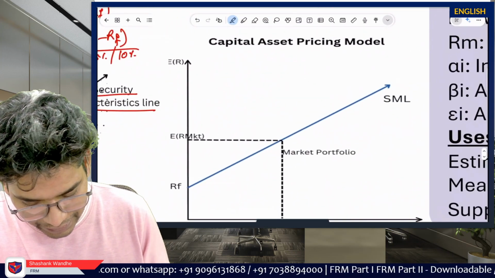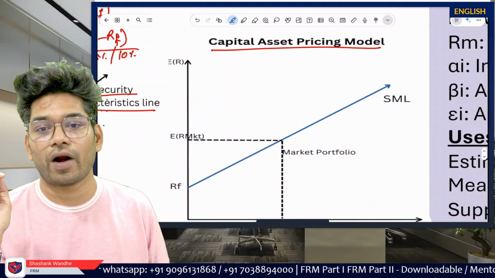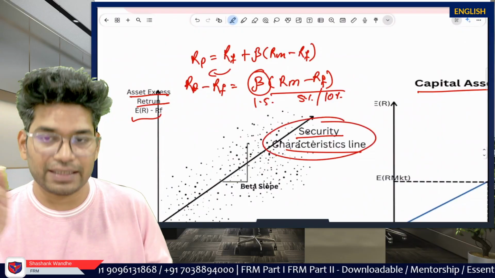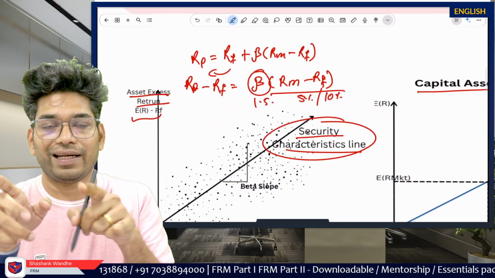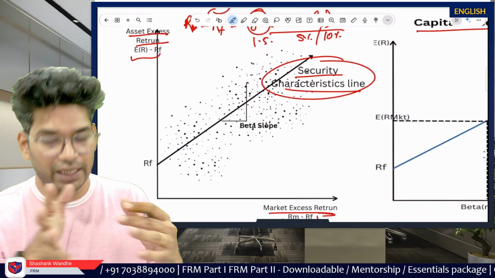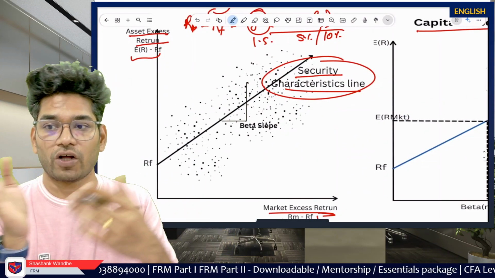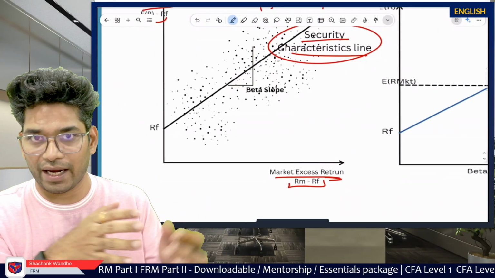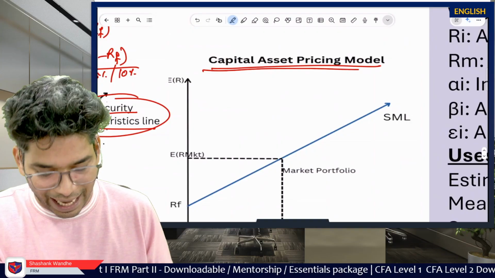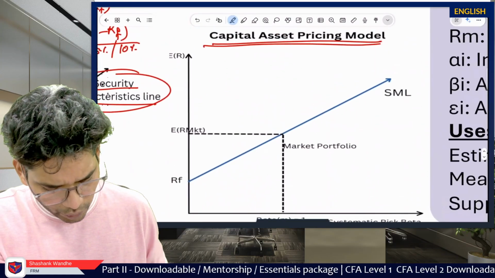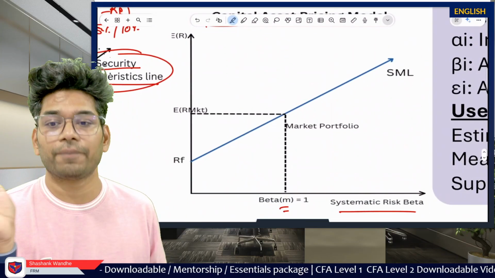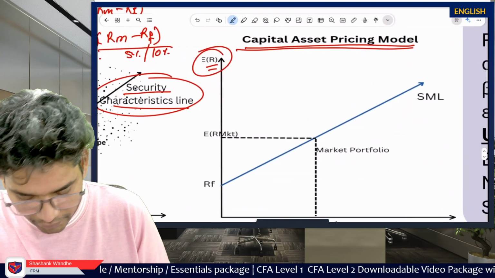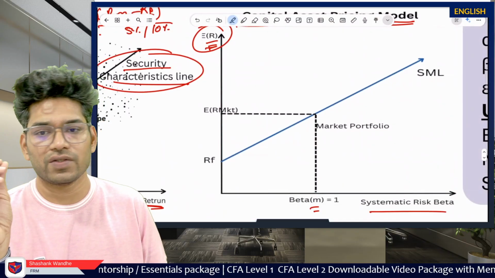And then we have the capital asset pricing model, the CAPM line. Remember, the earlier line was the security characteristic line, which is based on the restructuring of the CAPM equation. Here on the x-axis, we have the market excess return. On the y-axis, we have the asset excess return, that is ERP minus RF. And here you have the RM minus RF. In this capital asset pricing model, you have the impact of beta. Higher the beta, higher the ER. Higher the beta, higher the expected return. Simple. Okay.